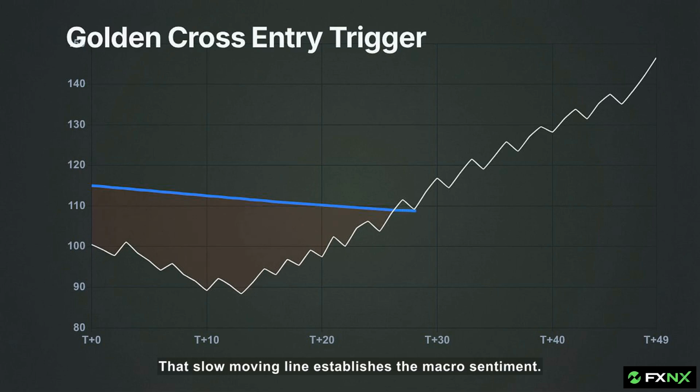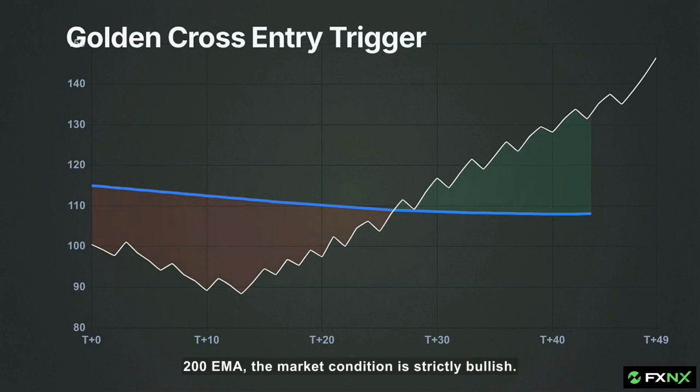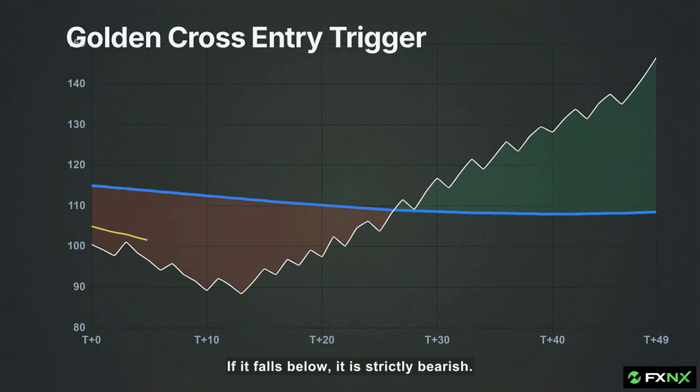That slow-moving line establishes the macro sentiment. If the current price action sits above the 200 EMA, the market condition is strictly bullish. If it falls below, it is strictly bearish. Next, we overlay the 50-period EMA. This is a much faster, highly sensitive indicator that hugs the immediate price fluctuations, serving as the system's trigger.